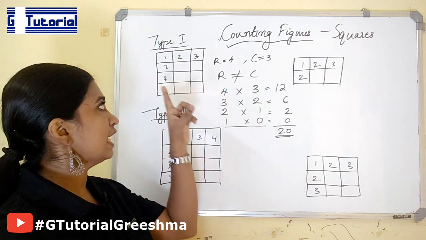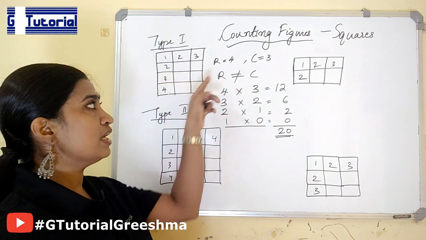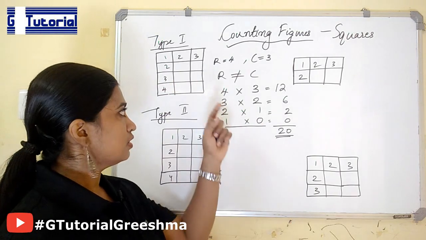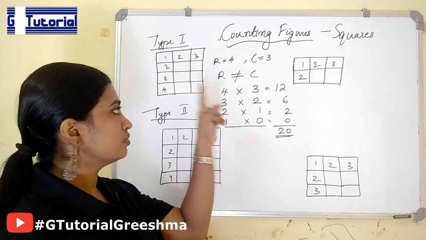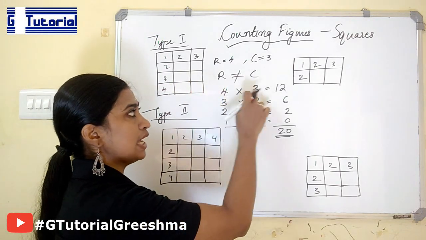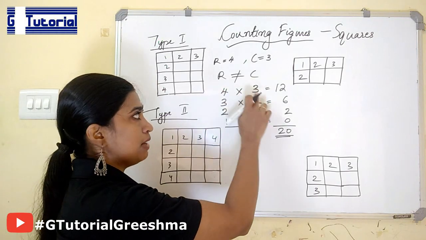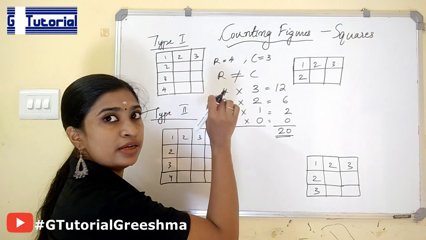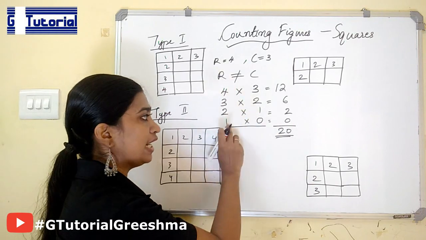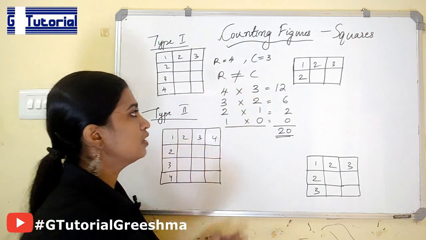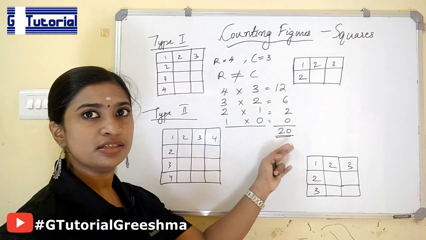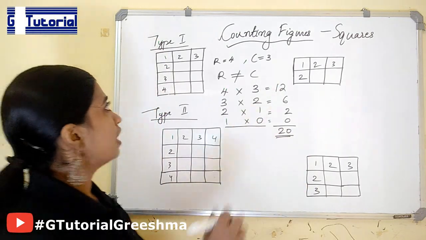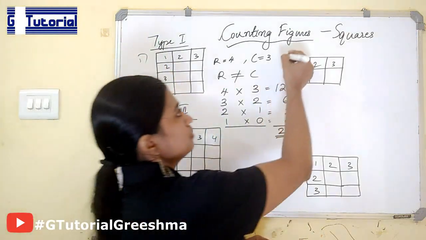So when you are getting a figure with unequal number of rows and columns, perform this operation. Start with the greater value of rows and columns. Then multiply those, decrement 1 and multiply, decrement 1 and multiply. Perform this operation until any of these reaches 0. Then add it. You will get the number of squares.